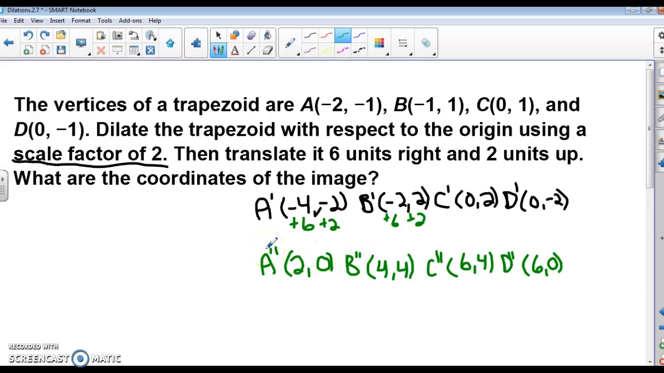So we didn't have to use a graph at all. We just found the coordinates of the image. We did that by multiplying all the originals by 2, and then we added 6 to the x value, and we added 2 to the y value because we were going 6 units right and 2 units up. If we were going to the left, we would have subtracted from x, and if we were going down, we would have subtracted from y. But since we're going to the right, we added to x, and up, we added to y.